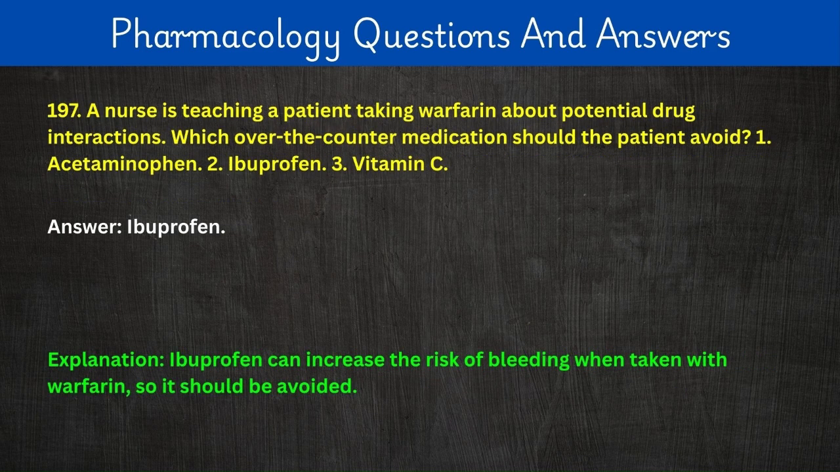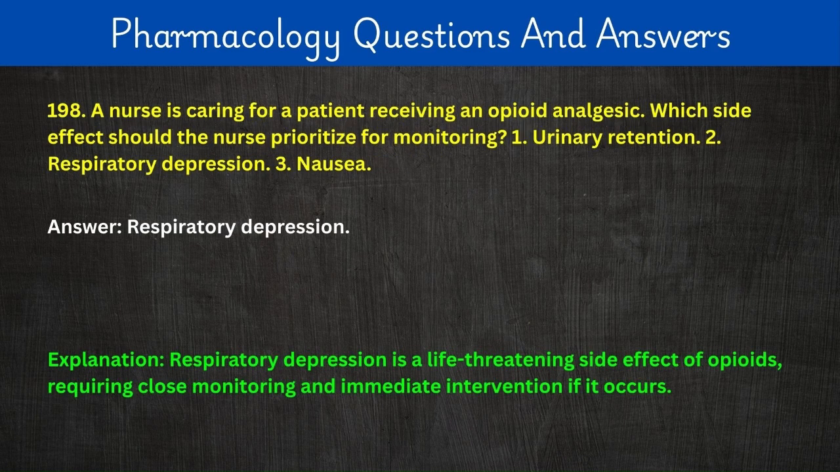197. A nurse is teaching a patient taking warfarin about potential drug interactions. Which over-the-counter medication should the patient avoid? 1. Acetaminophen. 2. Ibuprofen. 3. Vitamin C. Answer: ibuprofen. Explanation: ibuprofen can increase the risk of bleeding when taken with warfarin, so it should be avoided.